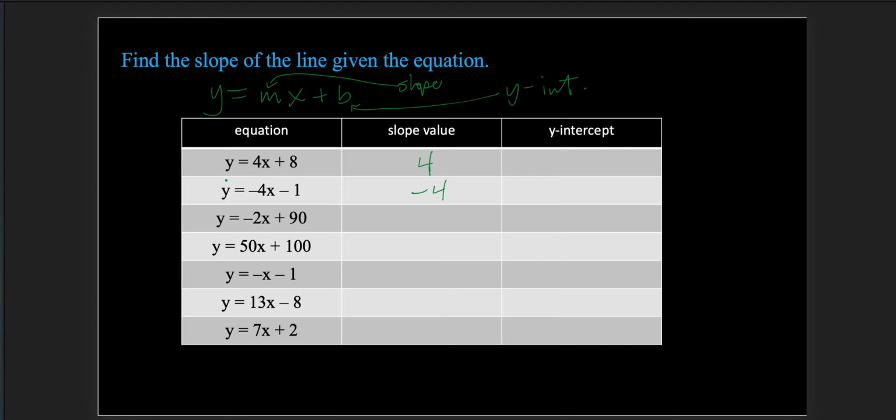So you just want to make sure y is totally by itself. There's not a 2y or something, because if there is, you have to do work to move that 2. And it can't be negative y. It has to be just y. And it has to be in mx plus b form.